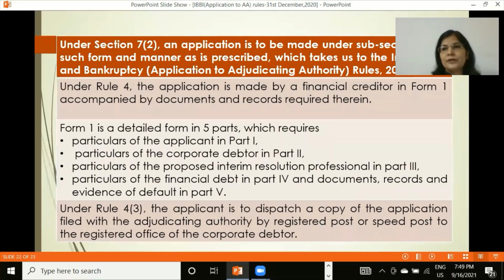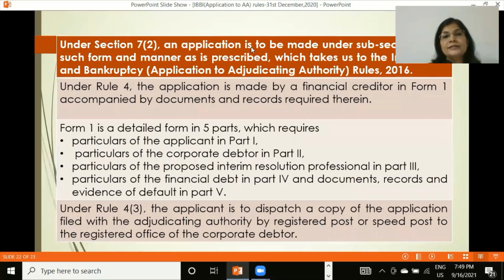The third observation of this particular case law was, under Section 7(2), an application is to be made in such form and manner as is prescribed, which takes us to the Insolvency and Bankruptcy (Application to Adjudicating Authority) Rules. Why is it being asked? This question has come in the exam. That's why I'm focusing on it again and again. The application is to be made in Form 1, which is divided into five parts that we have discussed till now, and a copy of the application is to be dispatched before filing with the Adjudicating Authority by registered post or speed post to the registered office of the corporate debtor. Other provisions have been added later on in the rules.